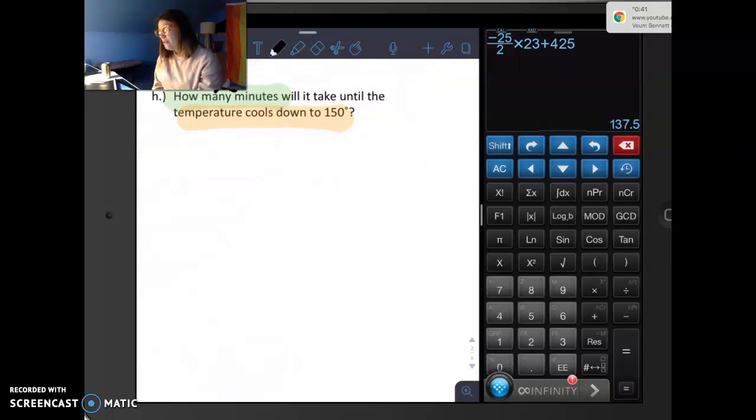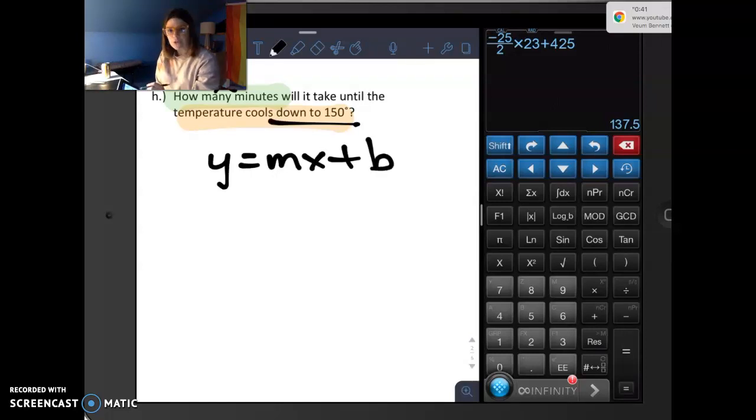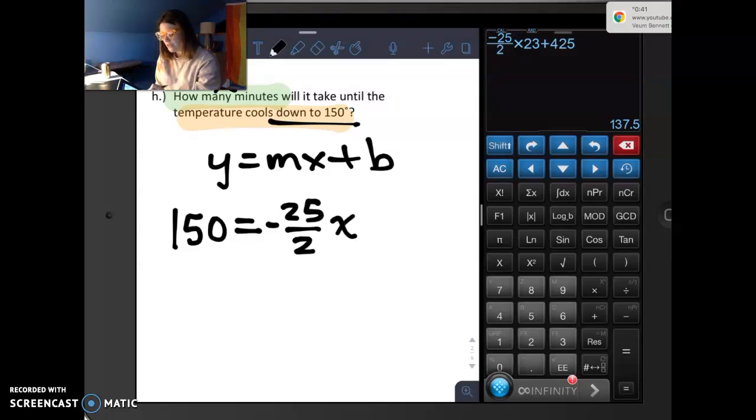All right, it says, how many minutes will it take the temperature to cool down to 150? So again, writing out y equals mx plus b, let's plug in the information that we know. We know the temperature is 150, that's our y. We solved for m a long time ago. We know it's negative 25 over 2. The x is what we're solving for. And then we found b was 425 earlier.